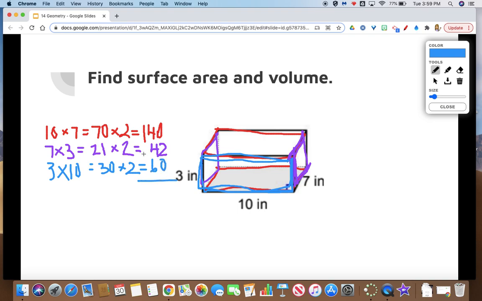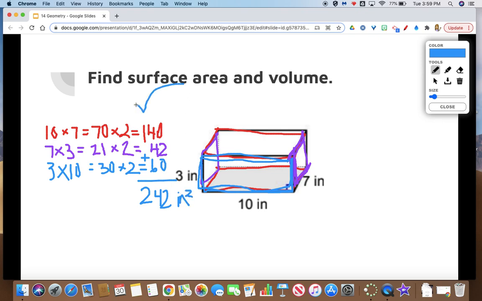Now, how do we find the surface area? We add those together. 140 plus 42 plus 60 gives us 242 inches squared.